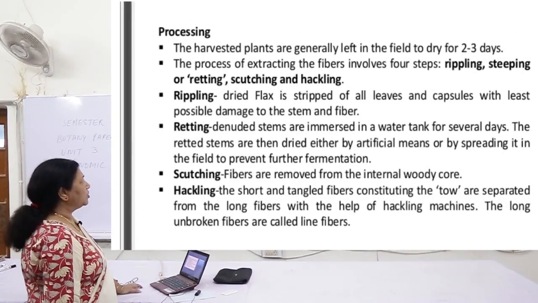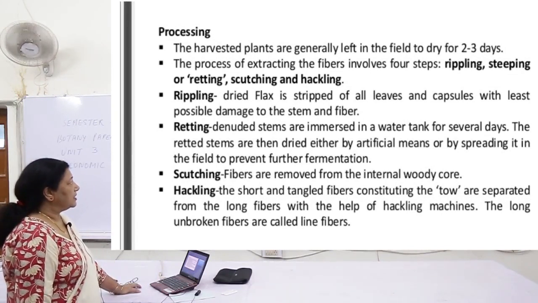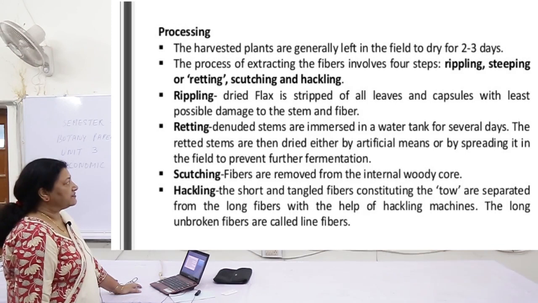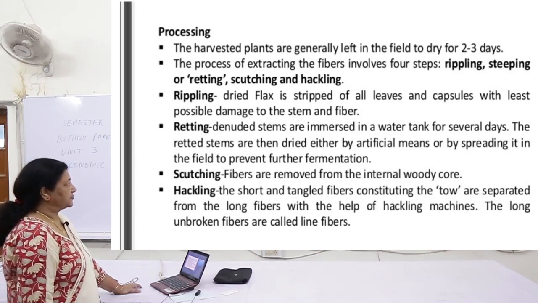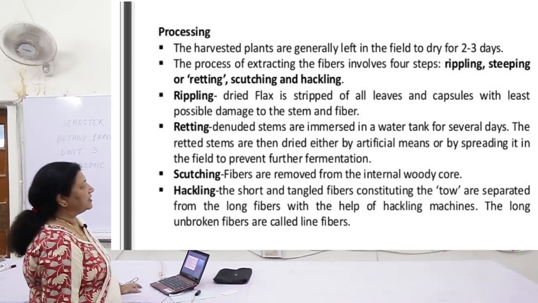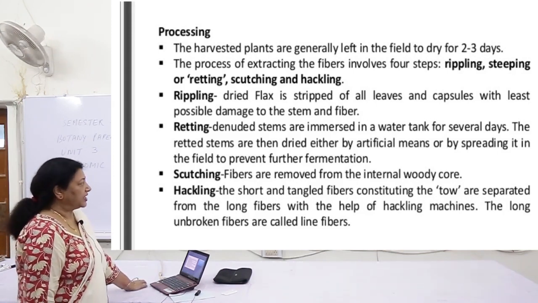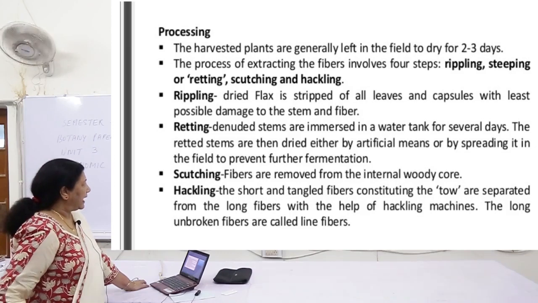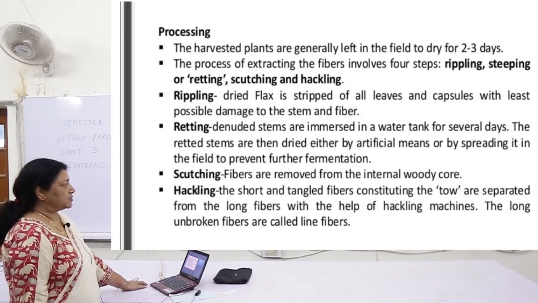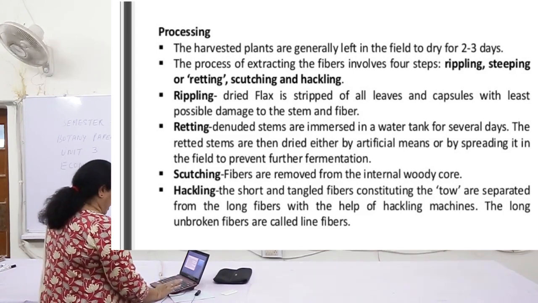Coming after harvesting, now how do we process it? The harvested plants are left in the fields for 2 to 3 days. The process involves 4 steps. Rippling, that is, dried flax is stripped of its leaves and capsules with least possible damage. Then retting, that means putting them in immersed water tanks for several days. Scutching means the fibers are removed from the internal woody core, and hackling, the short and tangled fibers constituting the tow are separated from the long fibers with the help of machines. The long unbroken fibers are called line fibers.